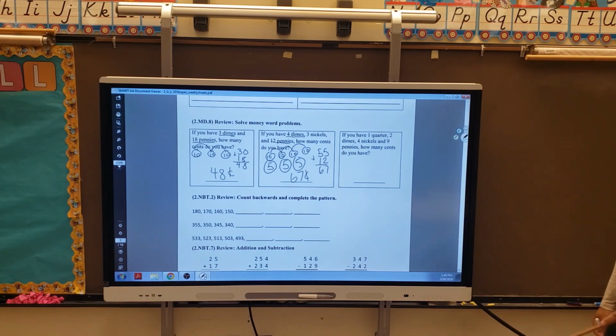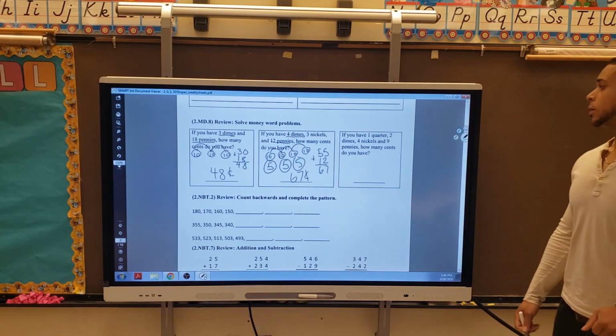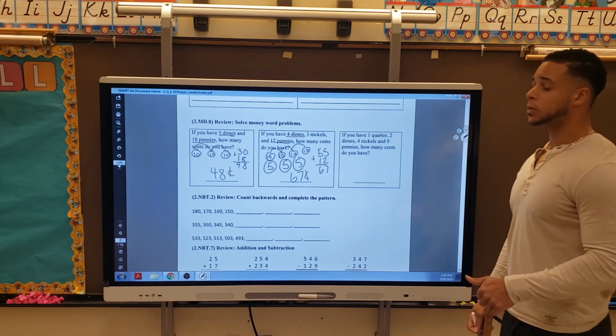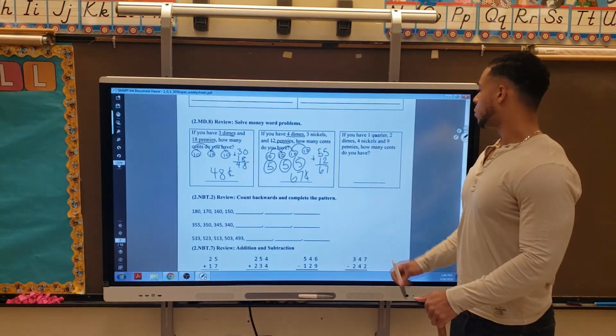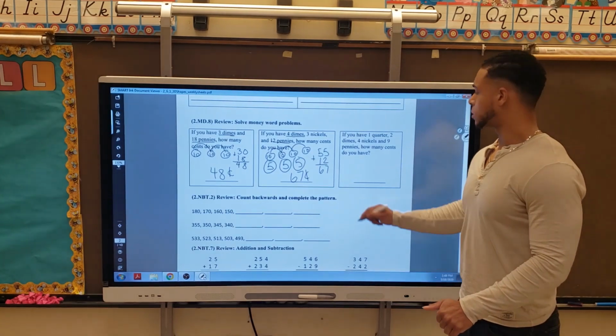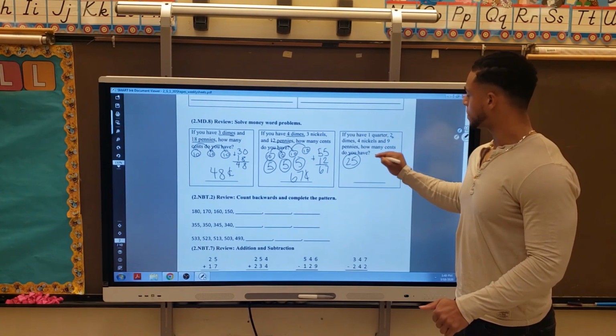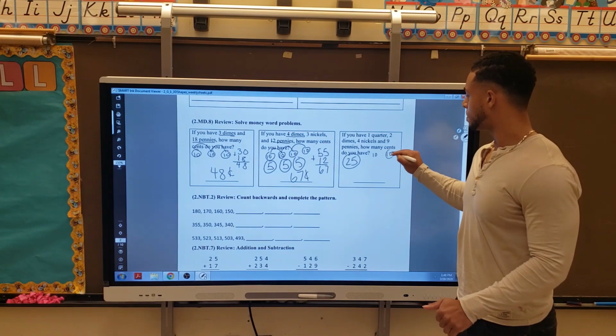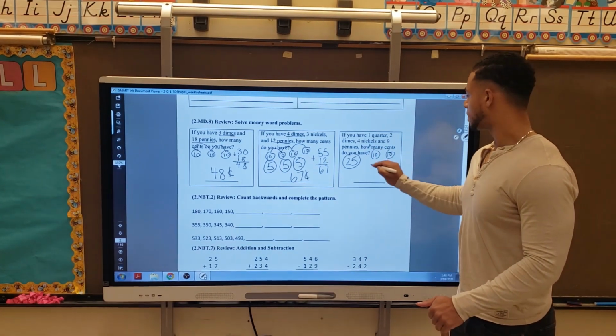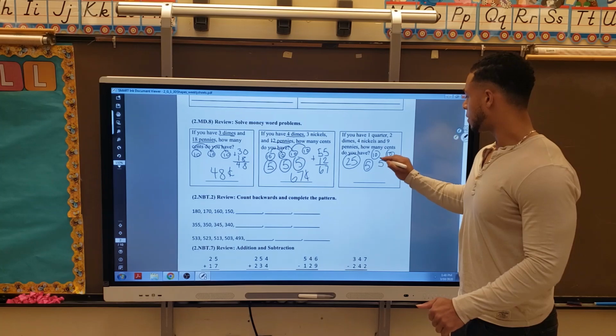And let's go on to your last one. If you have 1 quarter, 2 dimes, 4 nickels, and 9 pennies, how many cents do you have? Starting with your largest value coin, this time we have quarters, so let's start with your quarter, 25 cents. And then your 2 dimes, 10, 10, and then 4 nickels, 5, 5.